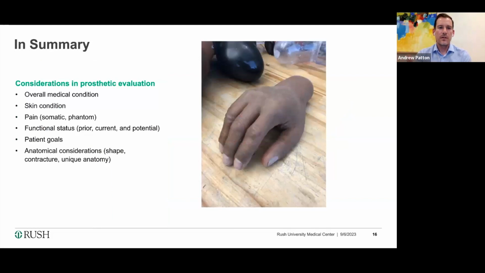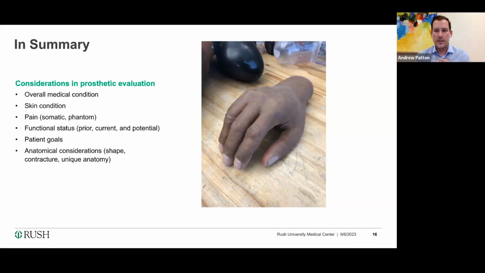So in summary, when you're looking at considerations in a prosthetic evaluation, remember the overall medical condition. You're a physician at the end of the day, and so that's really your priority. Skin condition and pain are huge. Functional status, both before, now, and after, and what they could potentially get to, what the patient and their family's goals are, and then anatomic considerations, like we talked about, their shapes and contractures and things like that.